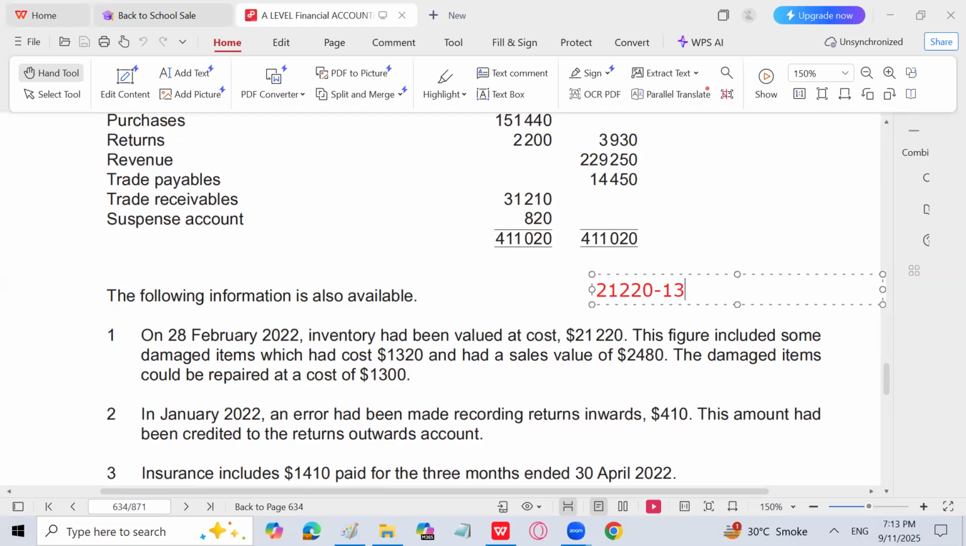21220 minus 1320 plus 1180. So what is the answer now? That is 21080. So that is the correct value of the closing inventory.